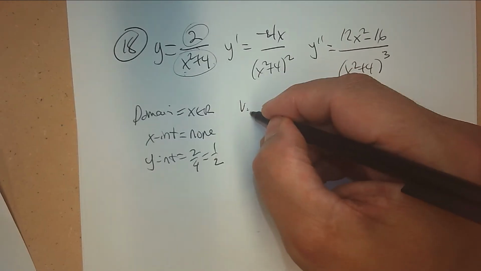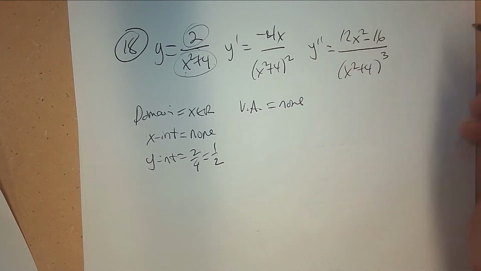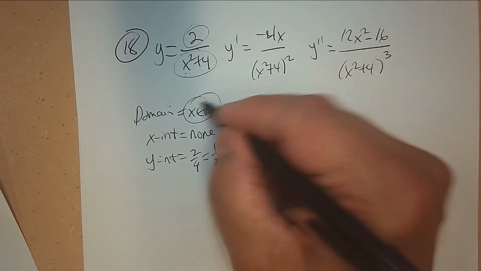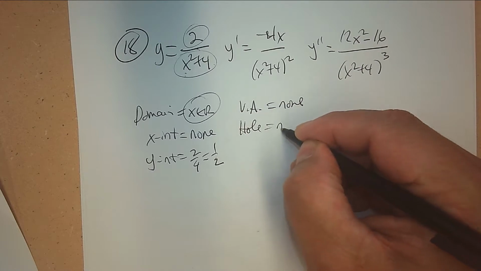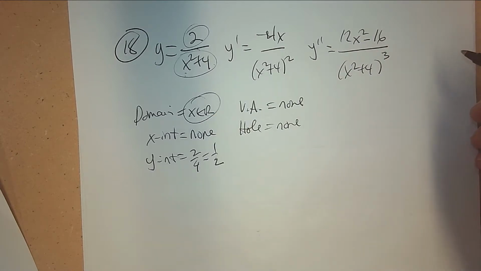Vertical asymptote. None, because there's no domain restriction. Hole. None. There's no domain restriction. It's continuous. What's the next thing that says?